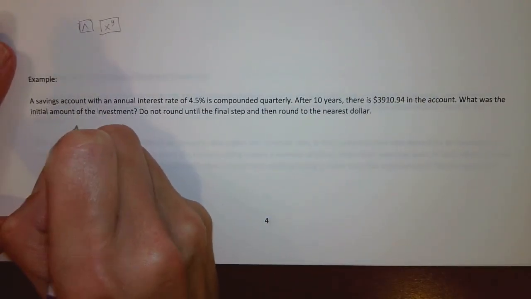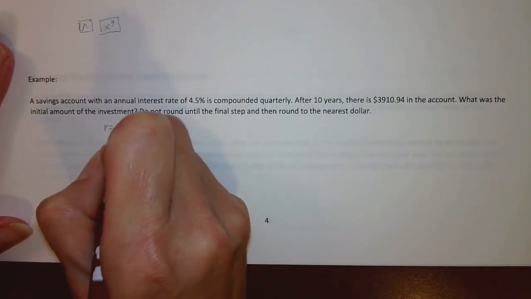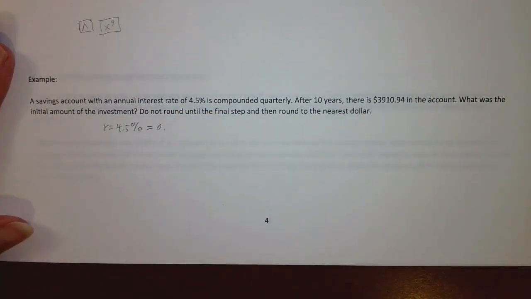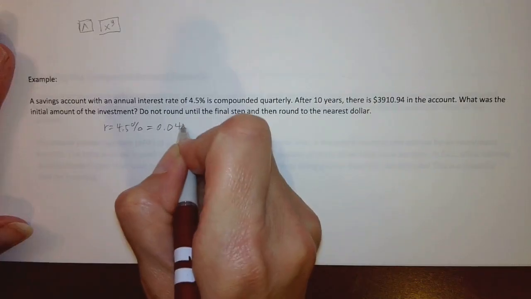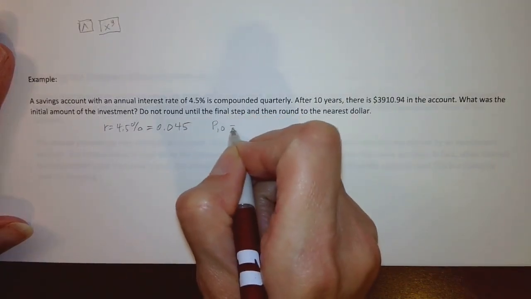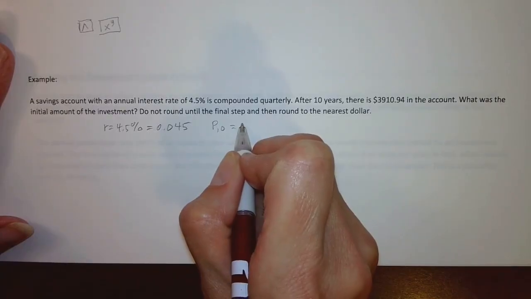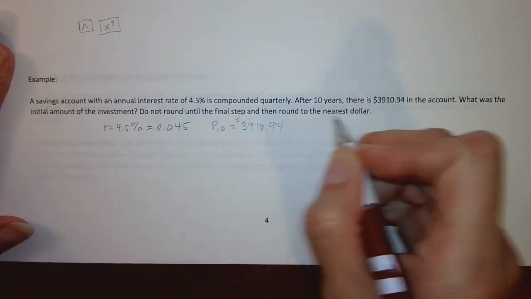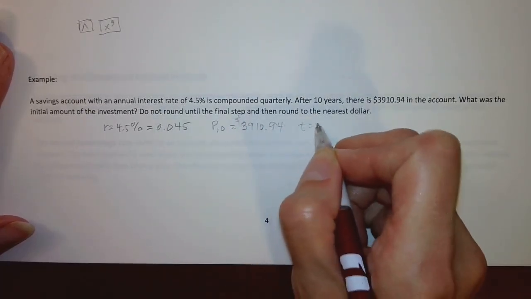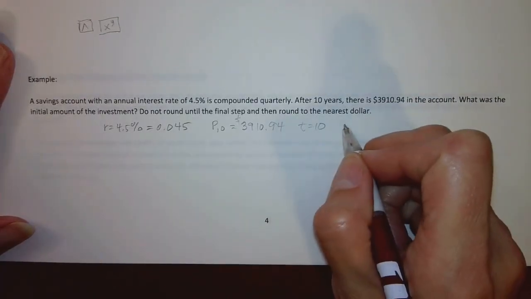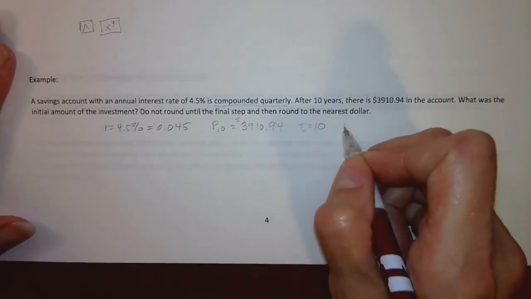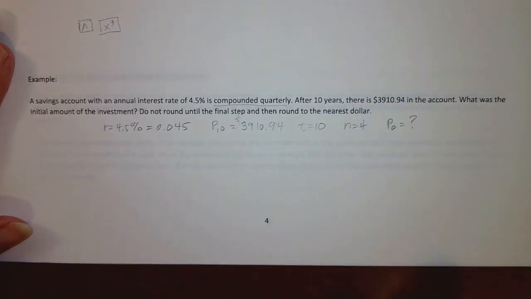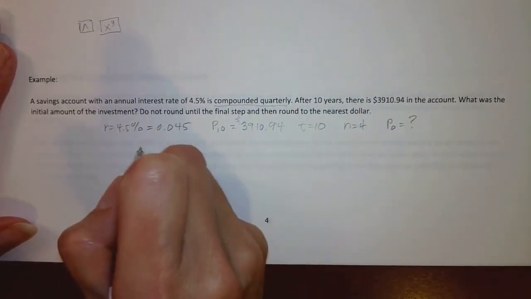So let me show you how I do this. I know that R, your rate, is 4.5%, which is 0.045. I know that after 10 years, so P sub 10, there's 3910.94, and I know T equals 10 years. Compounded quarterly, so I know that's N equal 4, and they want to know what was our initial investment, what's our P naught.